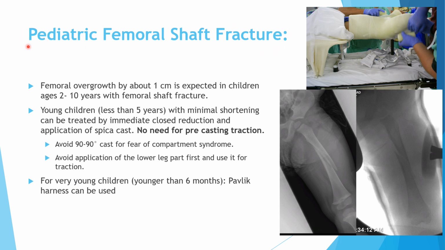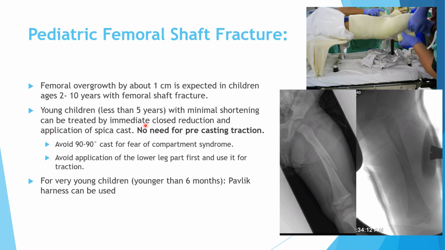This is a very important topic. It frequently comes in the exam. You should expect about 1 centimeter of overgrowth in most children between the ages of 2 and 10 years with femoral shaft fracture. Children less than 5 years old are usually treated with immediate closed reduction and application of a spica cast.